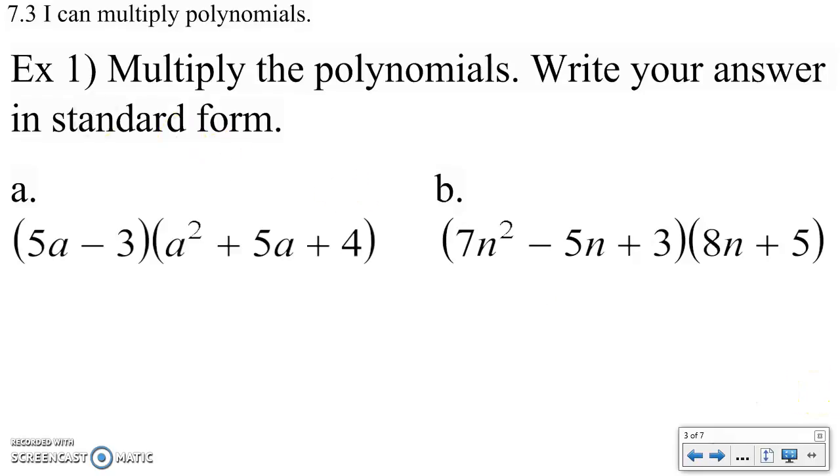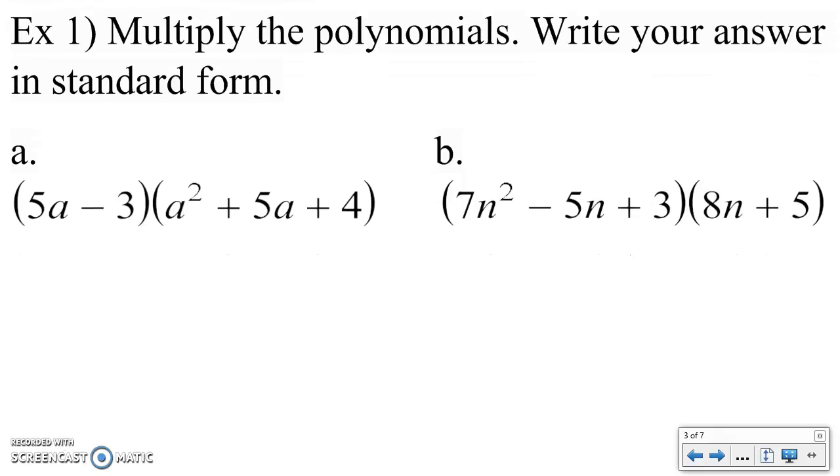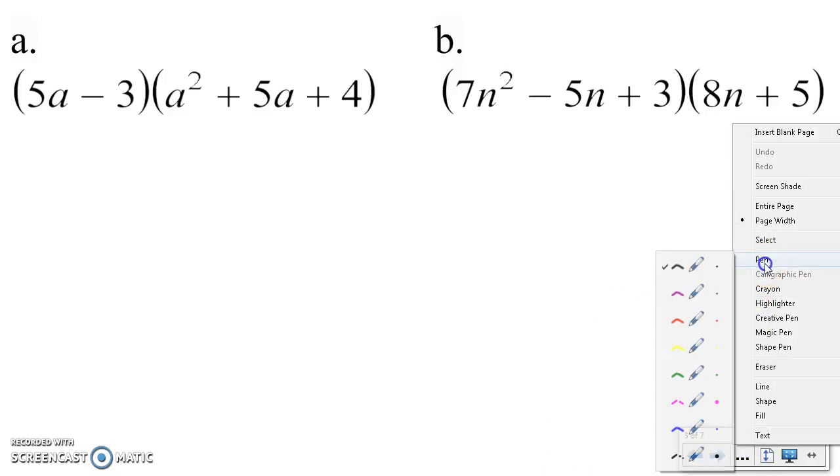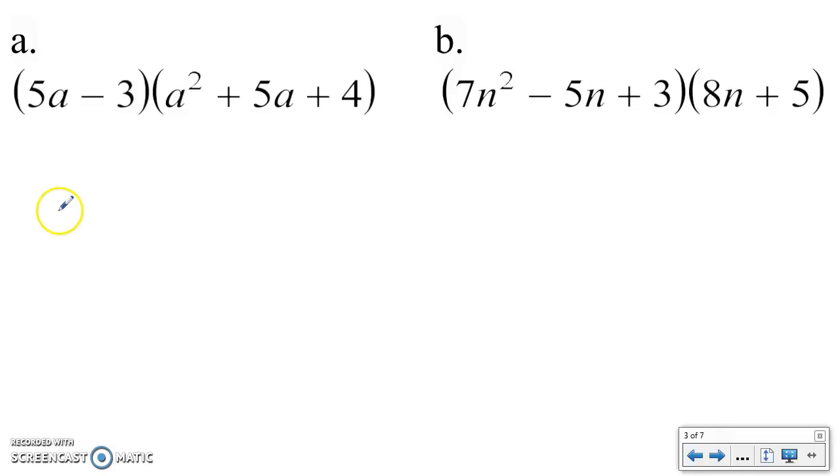So we have two examples here, or two problems here in example 1. Notice in each of these we have a binomial and a trinomial. So for the first one, our binomial comes first. The second one, it comes second. For these, you can still choose either method. I'm going to show you what the FOIL method looks like for the first one, and then the box for the second one.